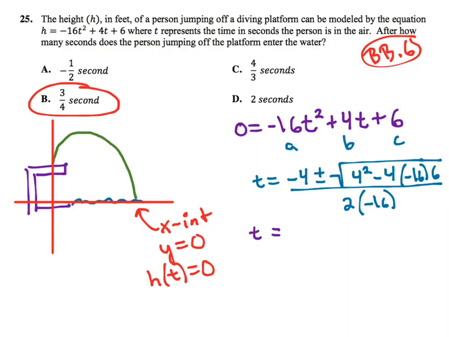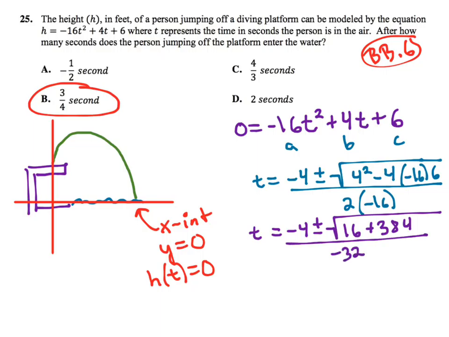All right, so I'm going to take it step by step. T equals, opposite 4 stays that way, plus or minus the square root of 4 squared, which is 16, minus 4 times negative 16 times 6, which is 384, divided by 2 times negative 16, which is negative 32. Okay, let's go ahead and add this. So t equals -4 plus or minus the square root of 400, divided by -32.